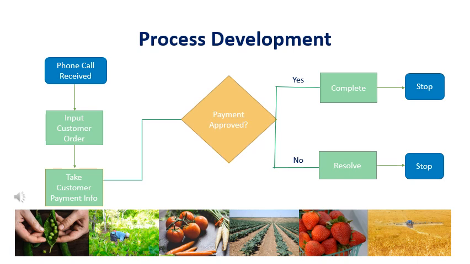From there, you'll see that it goes into payment approved, where there's a decision-making location. At that decision point, you have to decide whether it went through or didn't go through. And if it did go through, you complete the order and you stop the process. If it didn't go through, then you try to resolve the situation. And then once it's resolved, you stop the process.